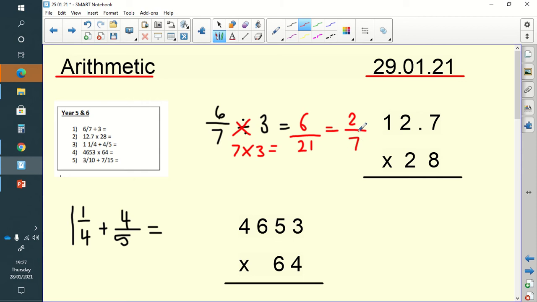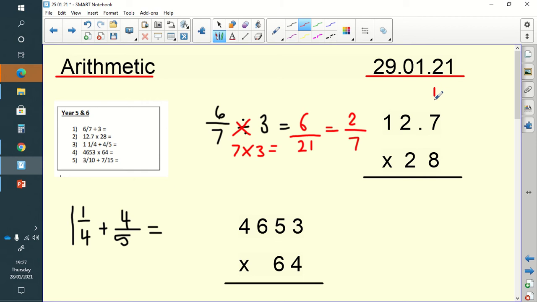Okay, let's have a look at question 2 then. We've got 12.7 multiplied by 28. Okay, I've set my multiplication up over here to help me. Some people will like to ignore that decimal point and put it in at the end. I like to keep it in there just so I don't forget. I get a little bit nervous that I might miss it out.